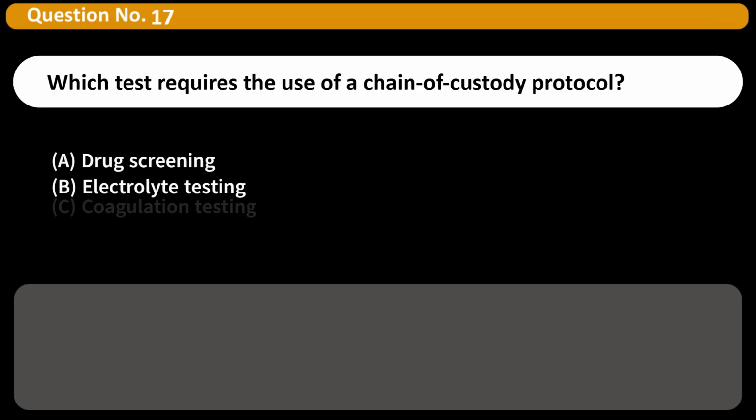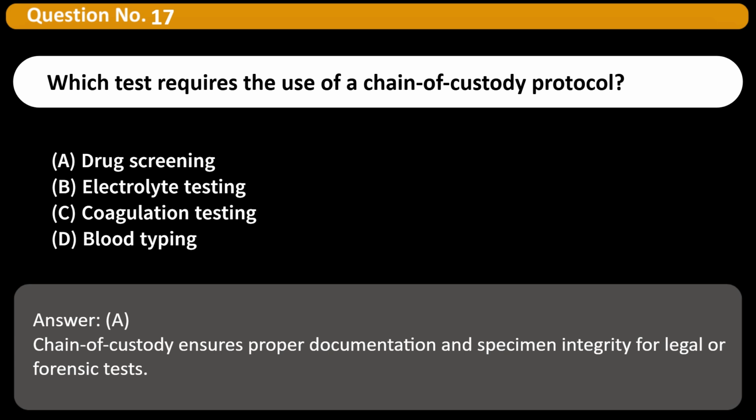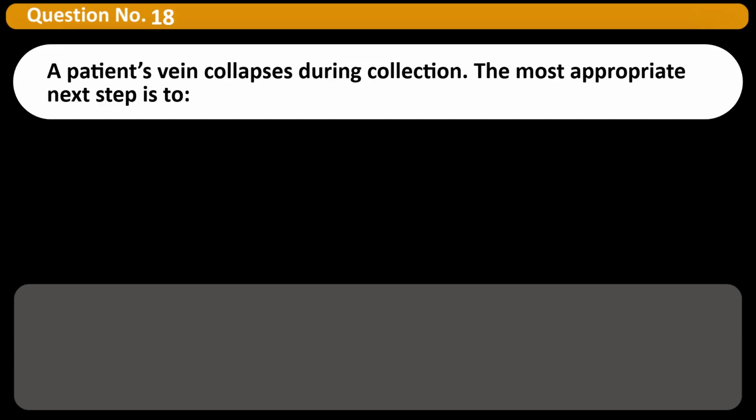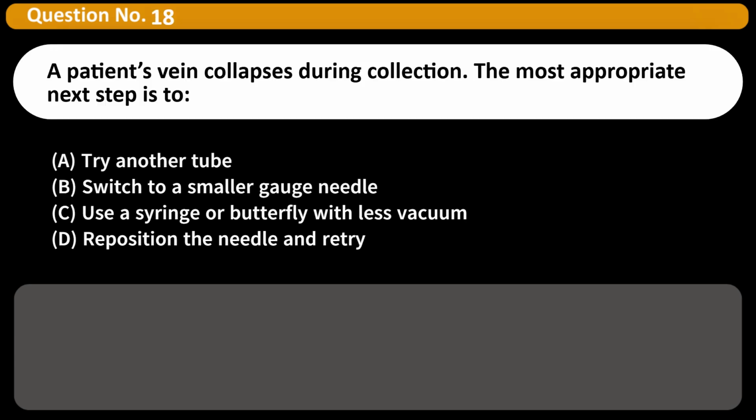Which test requires the use of a chain of custody protocol? A. Drug screening. B. Electrolyte testing. C. Coagulation testing. D. Blood typing. Answer A. Chain of custody ensures proper documentation and specimen integrity for legal or forensic tests. A patient's vein collapses during collection. The most appropriate next step is to A.